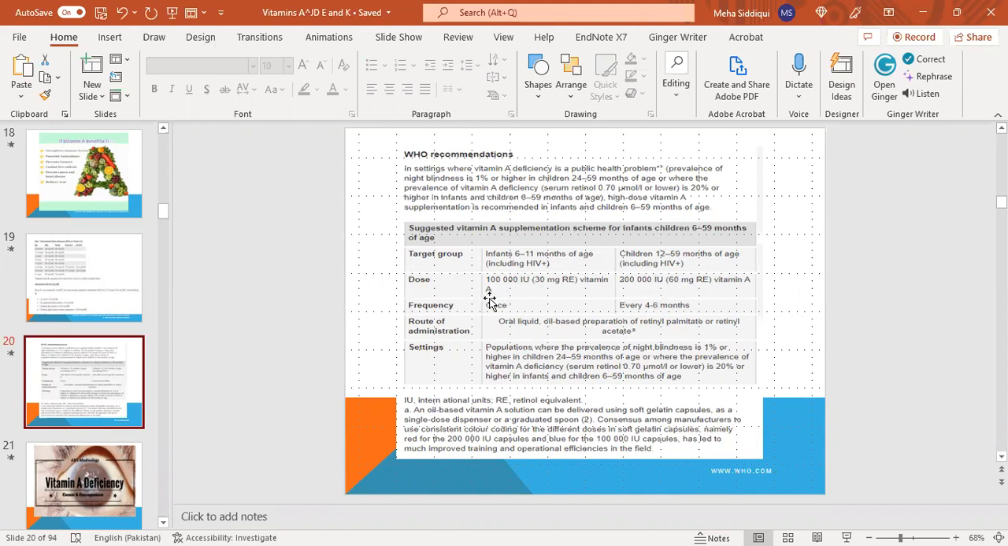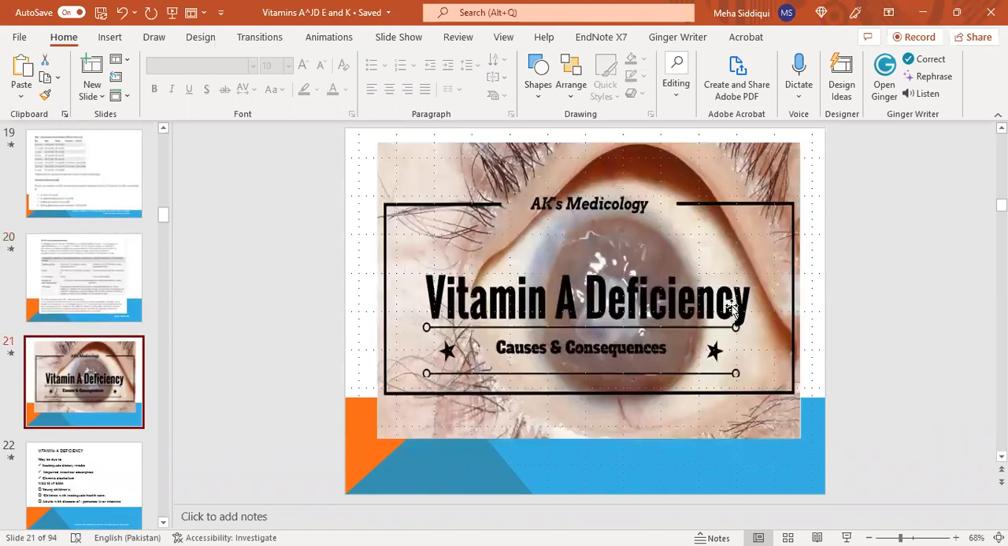age group. And for the 6 to 11 months of age group, it is given as a single dose, while for children 12 to 59 months of age, it is given every 4 to 6 months. And the route of administration is oral. It is given as an oil-based preparation.